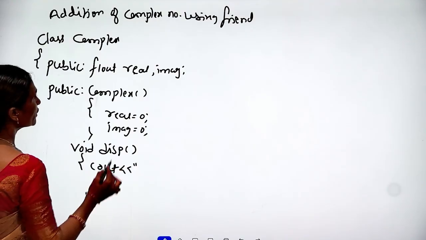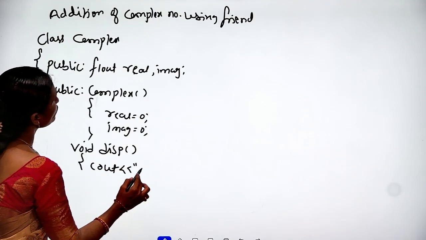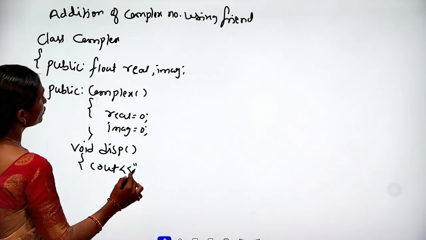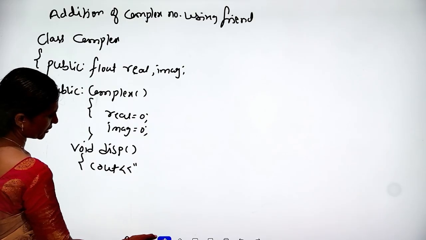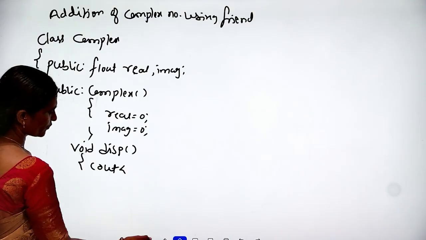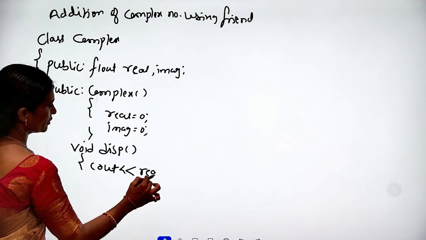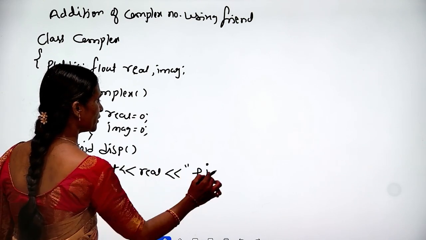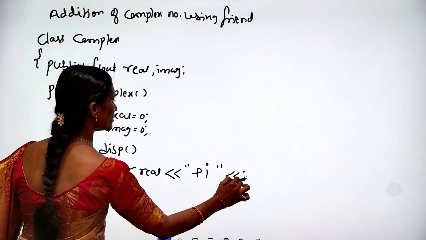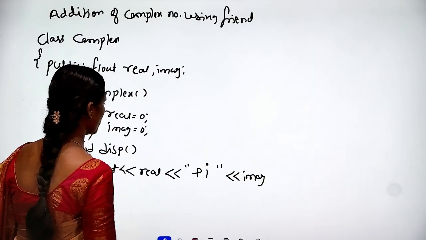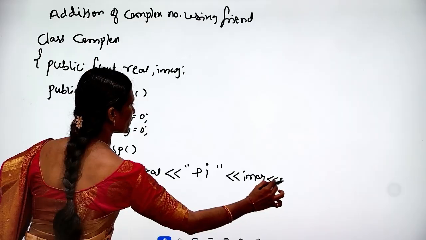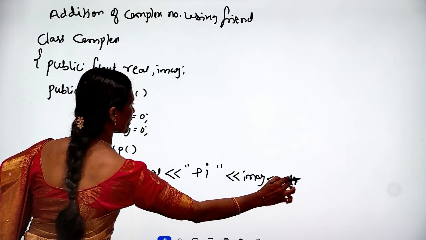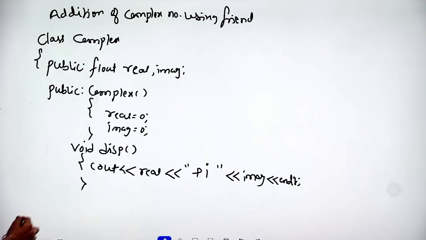In the display, cout the real part. Real value, I will write directly real, then in between I want plus i, and then the imaginary part. And also inline. Fine.